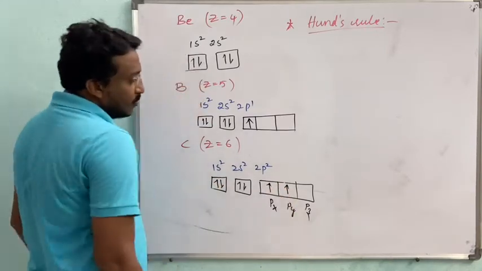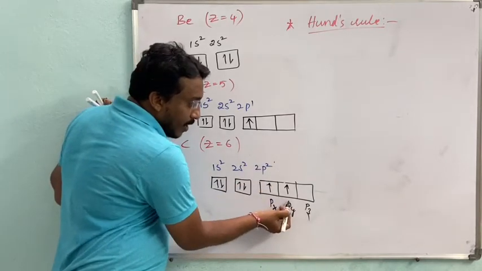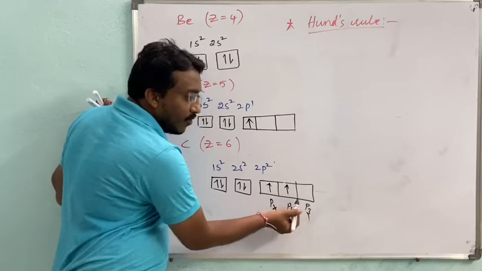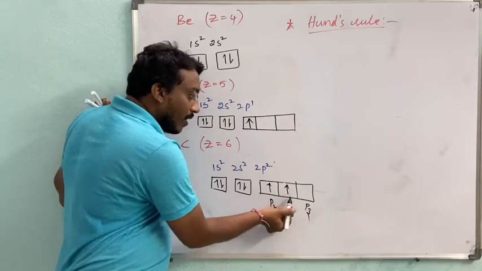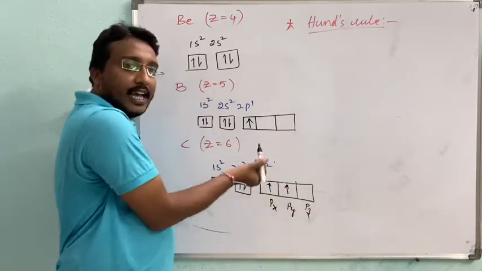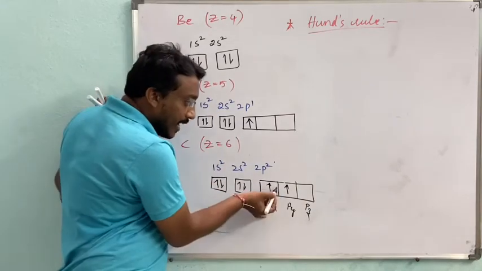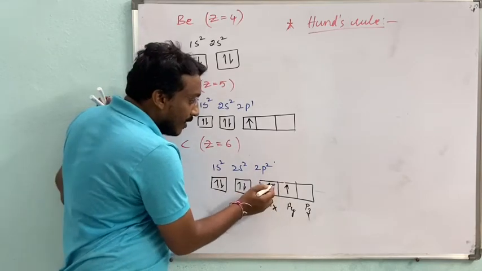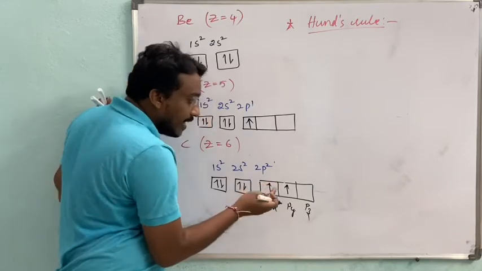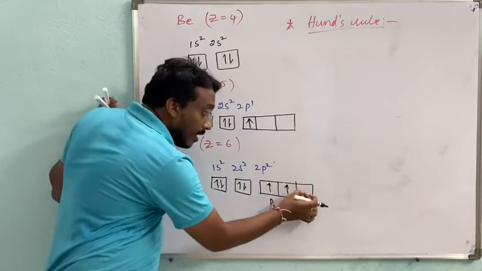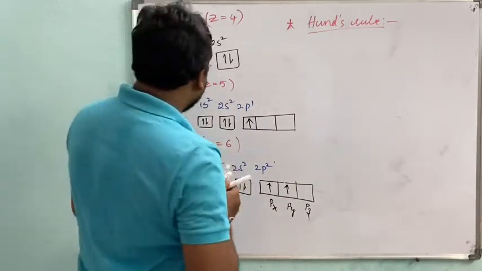That means Hund's rule says that all degenerate orbitals should be filled singly first, even with one electron. After that, if we have any extra electrons, we have to start pairing. We should not start pairing directly. If we have 2p2, then we should not write here. According to Hund's rule, all the available degenerate orbitals should be occupied by a single electron. Got it? Here I will give one more example, then it is easy to understand.